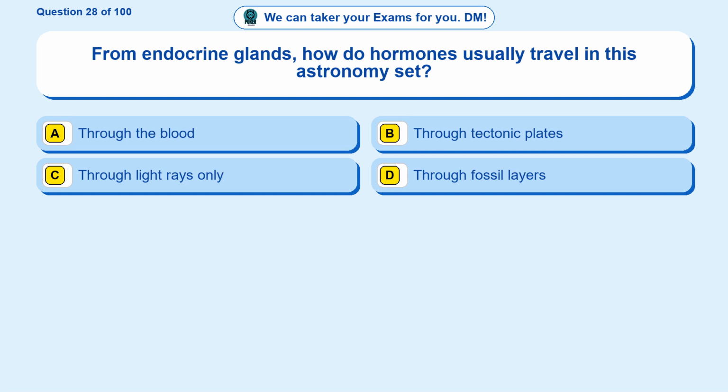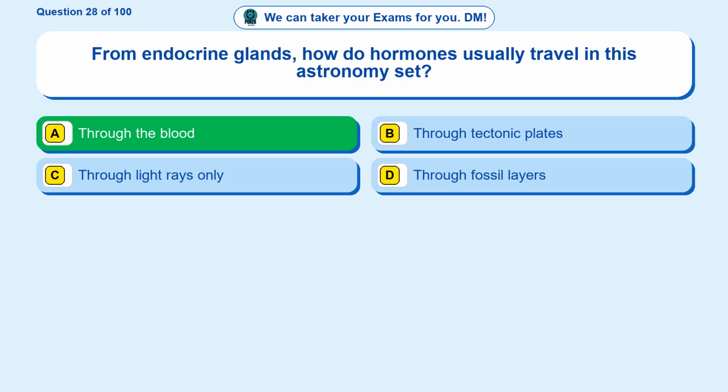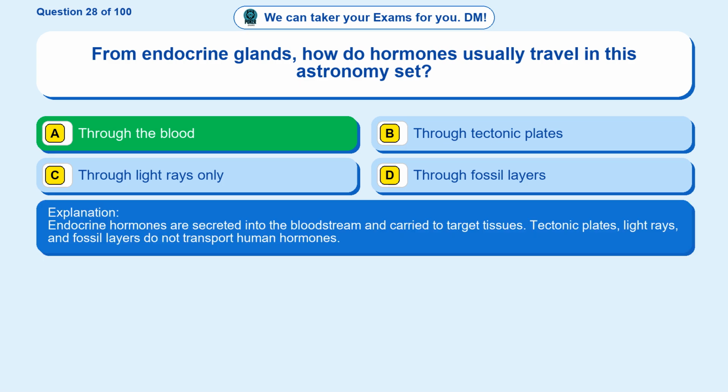Question 28. From endocrine glands, how do hormones usually travel in this astronomy set? Option A. Through the blood. Option B. Through tectonic plates. Option C. Through light rays only. Option D. Through fossil layers. The correct answer is option A. Through the blood. Endocrine hormones are secreted into the bloodstream and carried to target tissues. Tectonic plates, light rays, and fossil layers do not transport human hormones.